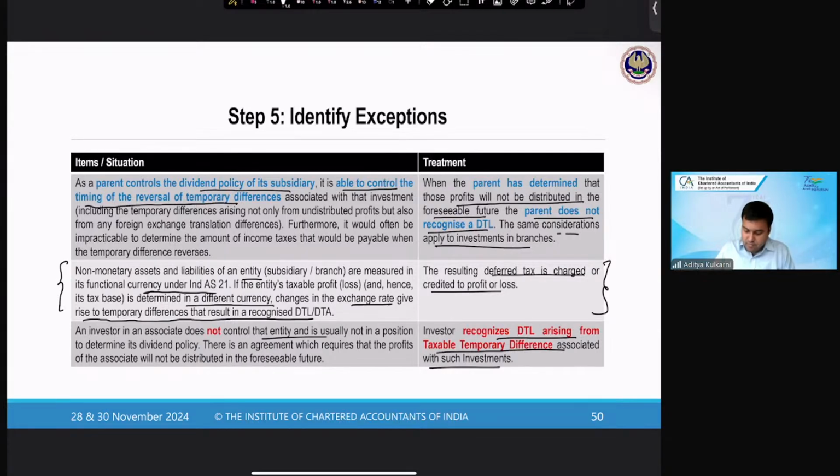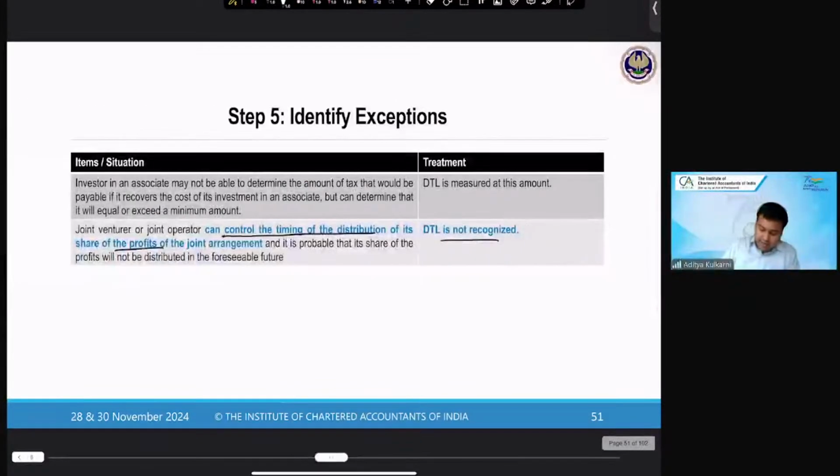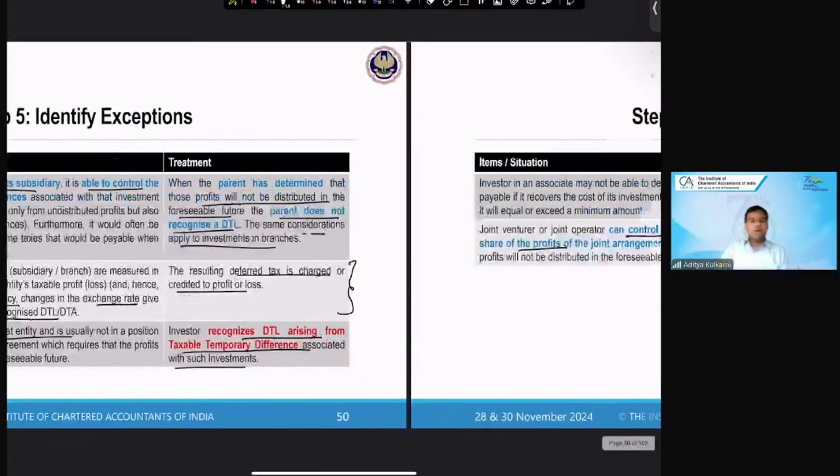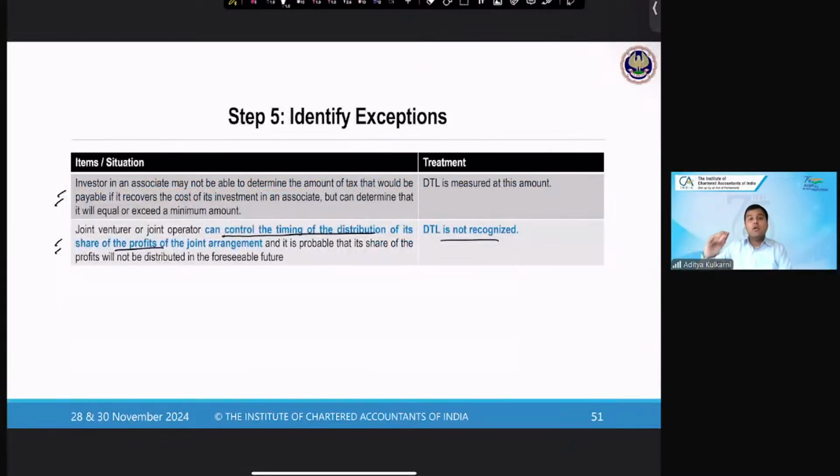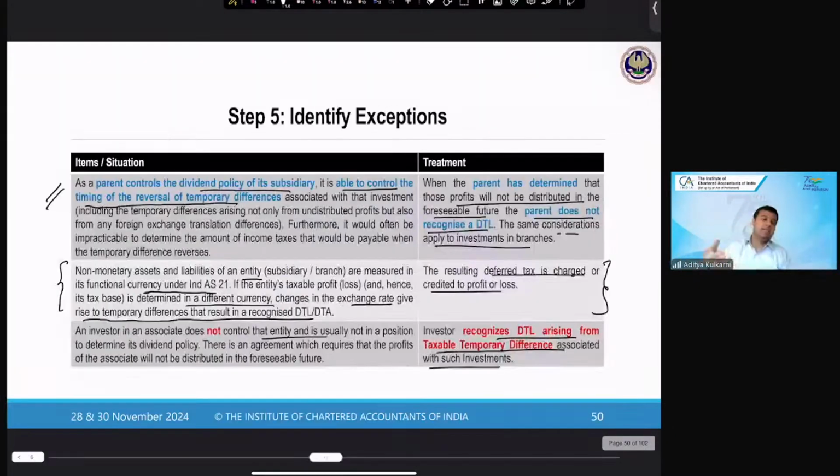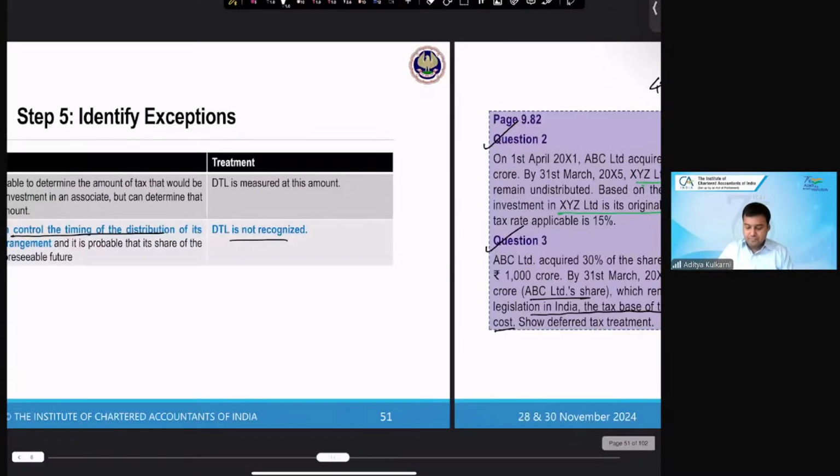Next. You can read this for now, just out of curiosity. Once you do your associate, joint venture, subsidiaries, that time you will be able to understand this in detail. Okay. Next.